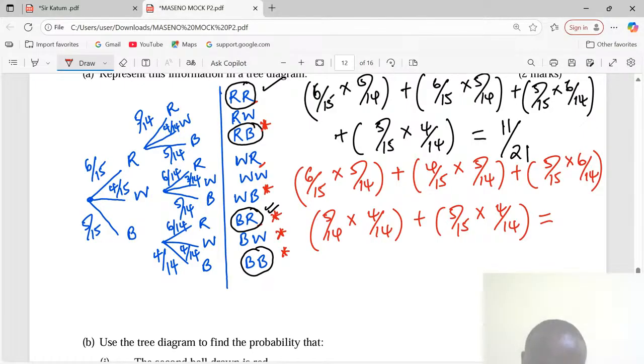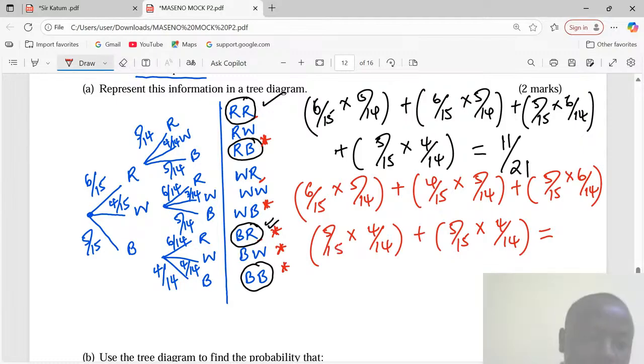So let me start now with 6/15 multiplied by 5/14, or means addition, 4/15 multiplied by 5/14, or we talk about 5/15 multiplied by 6/14, or 5/15 multiplied by 4/14, or finally 5/15 multiplied by 4/14. Yeah, that way.